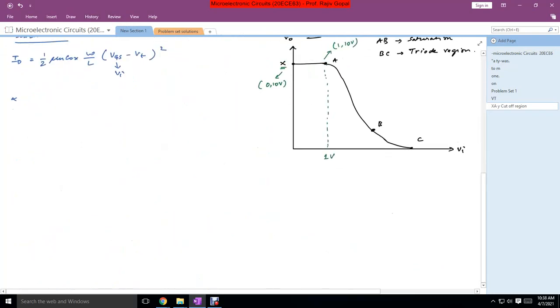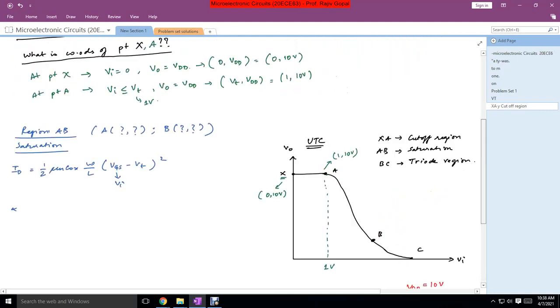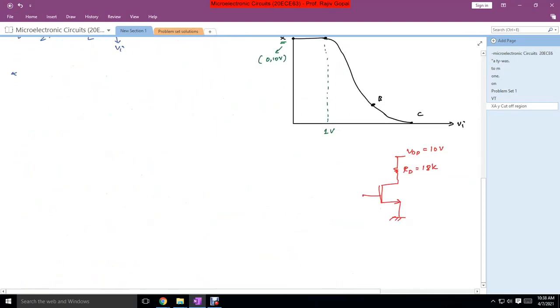Draw the circuit diagram. This is RD, which is 18 kilo ohms. This is VDD, which is actually 10 volts. And then I have this, which is going to ground. That's it. This is VI and this is V naught. So mu n COX W by L is actually 1 milli amp per volt square. VT is actually 1 volt.